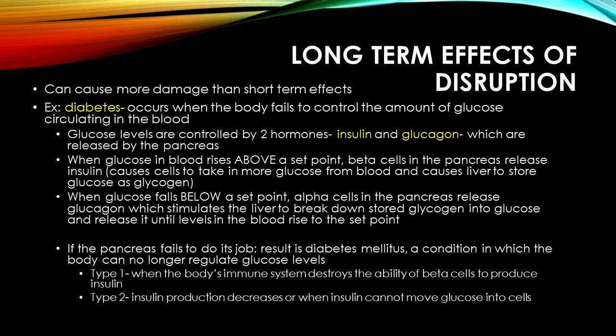When glucose levels in the blood rise above a set point, the beta cells in the pancreas release insulin. When glucose falls below a set point, alpha cells in the pancreas release glucagon, which stimulates the liver to break down stored glycogen into glucose and release it into the bloodstream until homeostasis is reached.